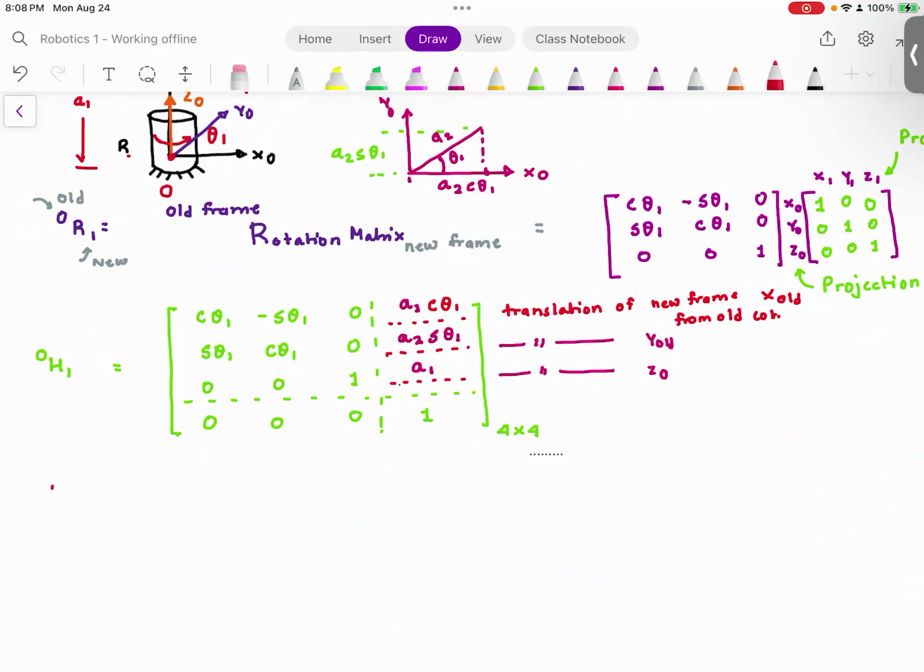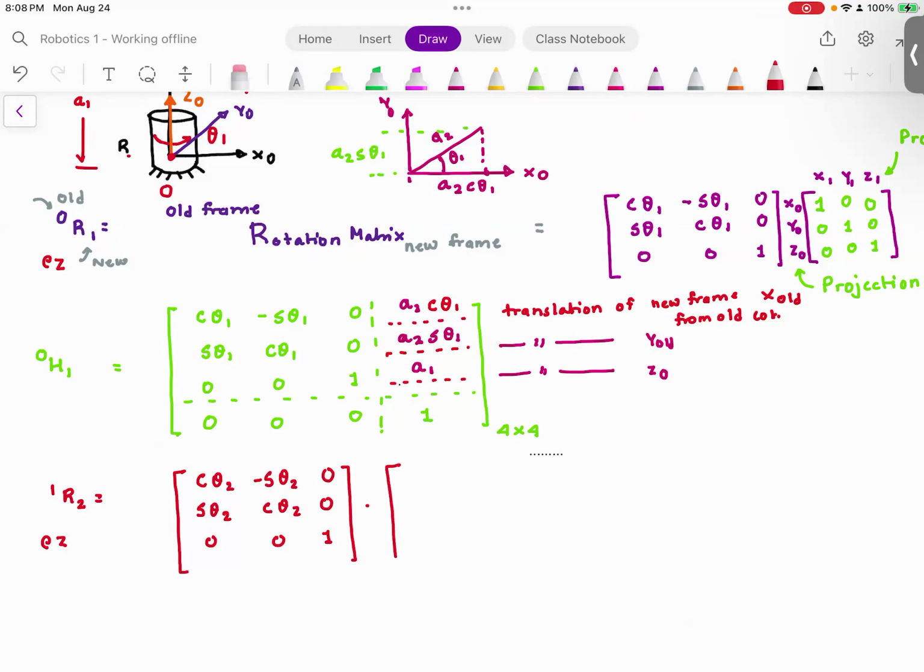So I'm gonna do 1R2. 1R2 will have the rotation matrix cosine theta 2, minus sine theta 2, 0; sine theta 2, cosine theta 2, 0; 0, 0, 1. And why this same rotation matrix? Because the rotation is about z. That's why the same rotation matrix.